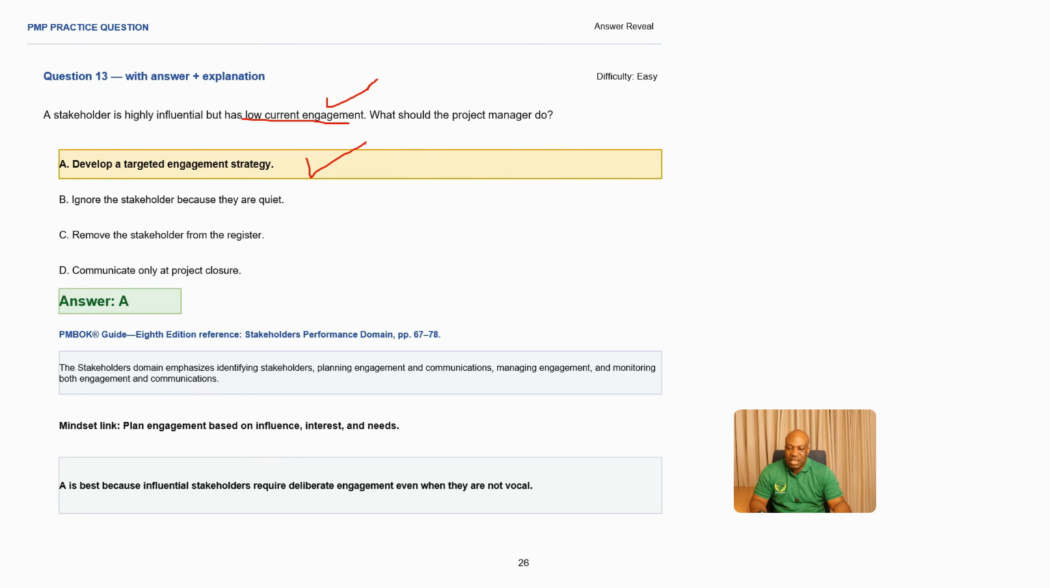Our reference here is the stakeholder performance domain in our PM book. What does it say? The stakeholder domain emphasizes identifying stakeholders, planning engagement, communicating, managing engagement, and also monitoring engagement and communication. The mindset we used to eliminate some of these answers is that you plan engagement based on influence, interest, and needs. This is exactly what we have in this practice question: a stakeholder is highly influential but has low engagement. So you need to plan for engagement, making A the best answer, because influential stakeholders require deliberate or targeted engagement, even when they are not vocal. This is very, very important.